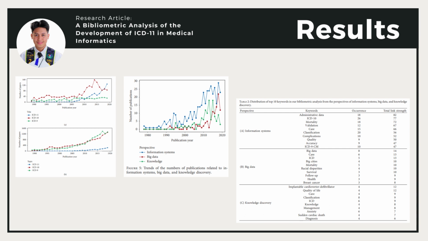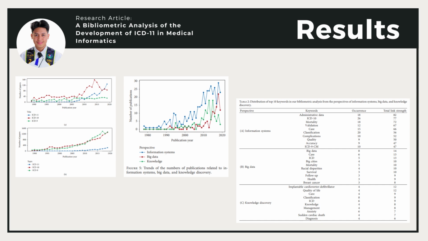So basically, its results. Let's start with the trends of ICD-related research. In figure 3, this shows the changes in numbers of publications by publication year using different searching strategies, namely searching titles of publications containing the keywords ICD-9, ICD-10, and ICD-11, and also searching for publication topics containing the strings ICD-9, 10, and 11.